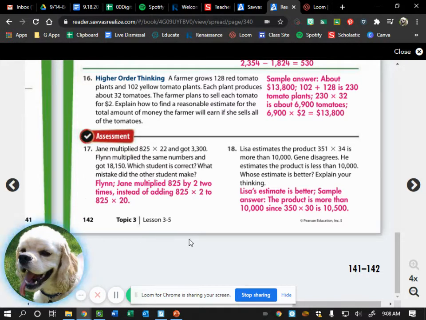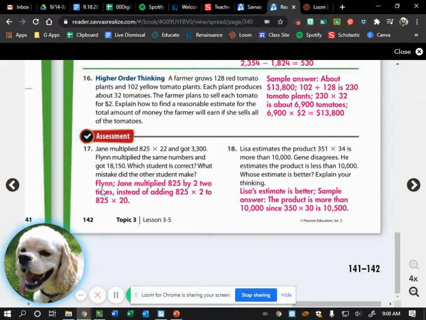I know that it was a little hard to figure out what Jane did wrong. So if you were trying to figure that out, you may have noticed that Jane multiplied by 2 instead of 22. So instead of 22, she just multiplied 825 by 2. That was her mistake. Now, if you said she forgot a placeholder 0, that would have been a good thing to inspect, but I don't think it would have quite gotten you 3,300.